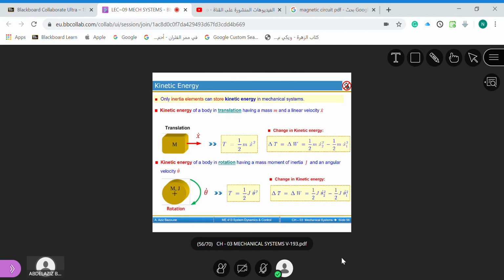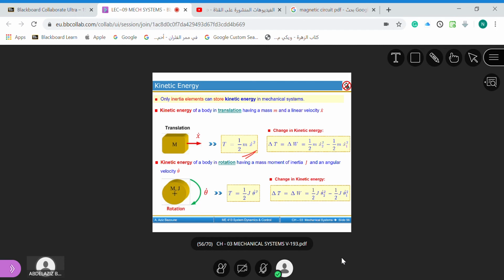Kinetic energy is due to the motion. Because there is a motion, the kinetic energy is always half m x dot squared. Maybe you have noticed, Shabab, that I am going a little bit fast. All these topics, you know them, and it is just a revision. So the change in kinetic energy between two positions: at position 2, the velocity was x2 dot, and at position 1, the velocity was x1 dot. This is the change in kinetic energy for a system in translation.